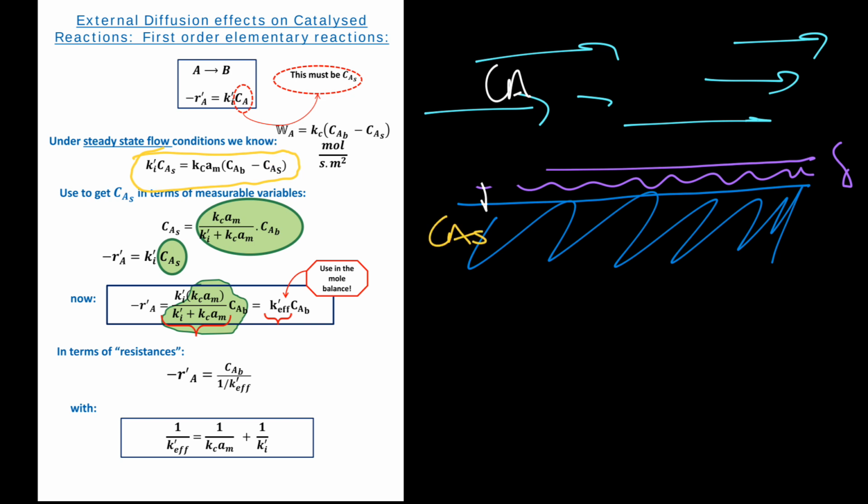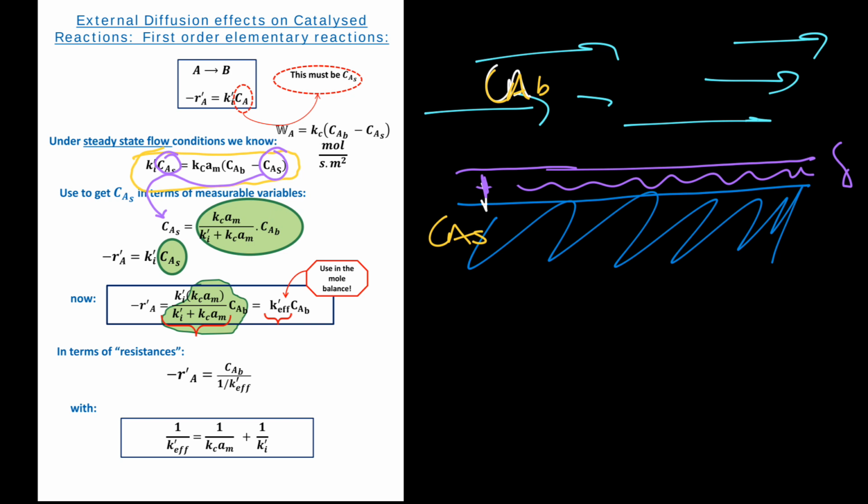Because it's first order, and only because it is first order, I can actually get an explicit equation from the equation that I derived in the previous section for Ca surface as a function of Ca bulk. This is very convenient because we cannot measure Ca surface, but we can measure the bulk phase concentration. This is something that we can take a sample of and measure. So we would like to express our variables in terms of the bulk phase concentration.